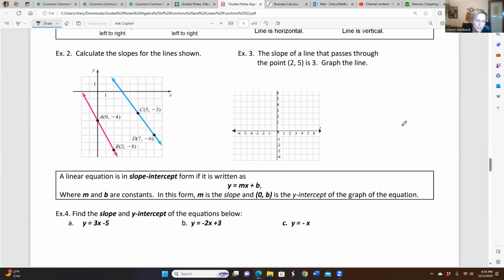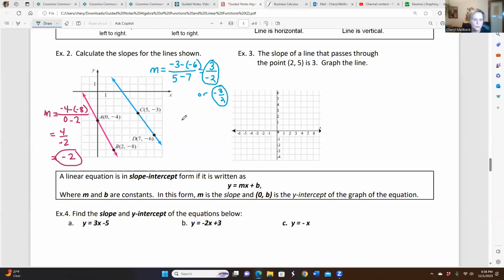So let's look at example 2, where it wants us to calculate the slopes for these lines. Go ahead, pause the video, and then we'll do them together. The trick on this one is when we look at our blue line here from C to D, and we do -3 minus a -6, make sure you put those two negatives in there because you're subtracting a -6. When you have two negatives, that makes a plus. So what we really have is a -3 plus 6, which is a +3, over 5 minus 7, which is a -2, making our slope a -3/2.